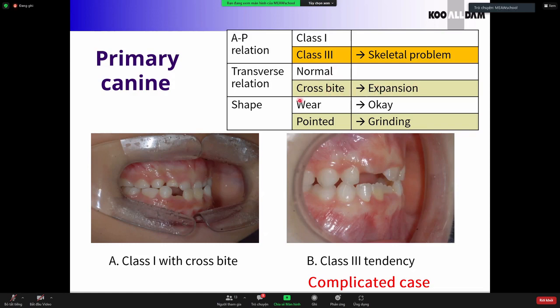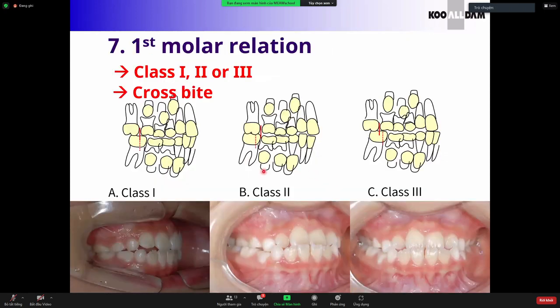And also in some patients, we can see the shape of the primary canine, where the condition is okay. However, you can see some patients with a pointed primary canine. You should grind this area. Seven, first molar relation. We all know this.